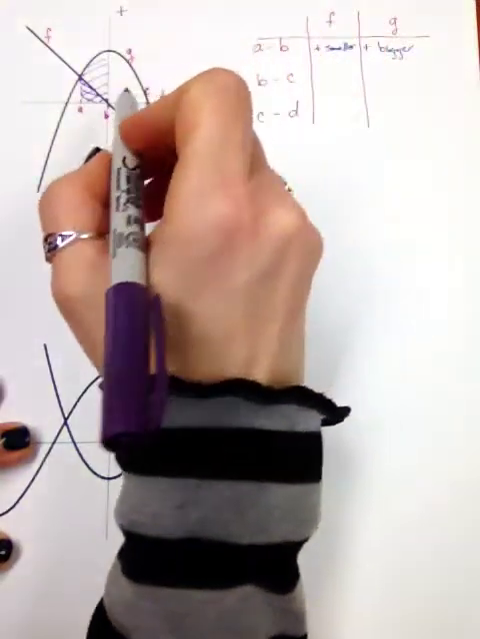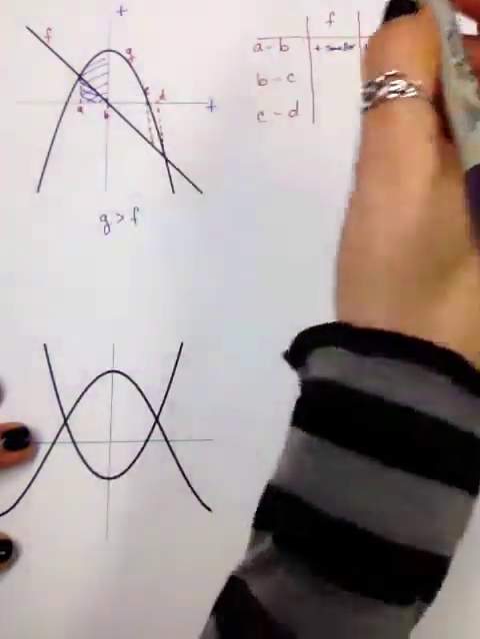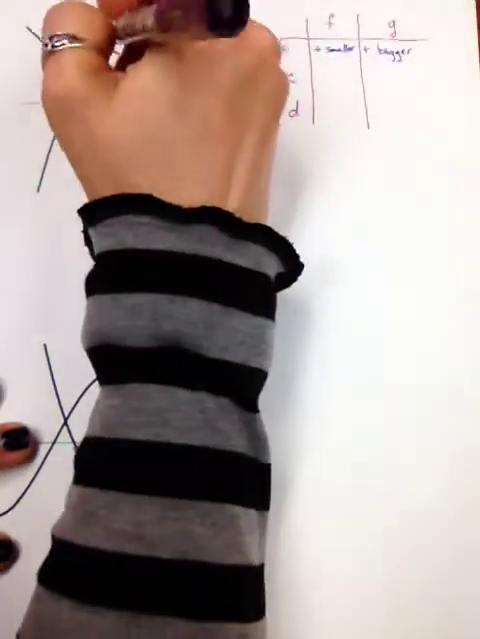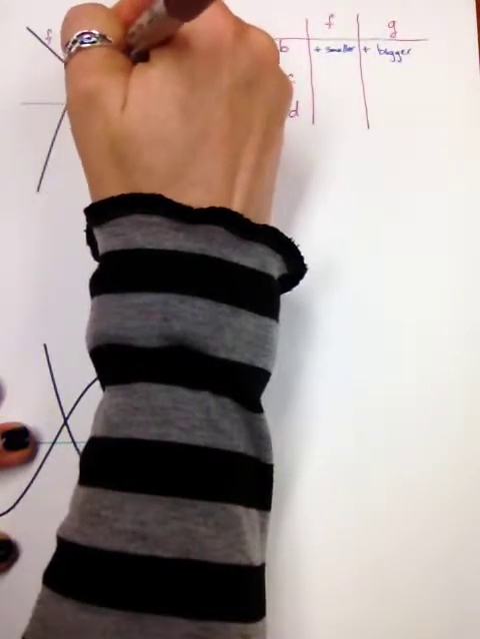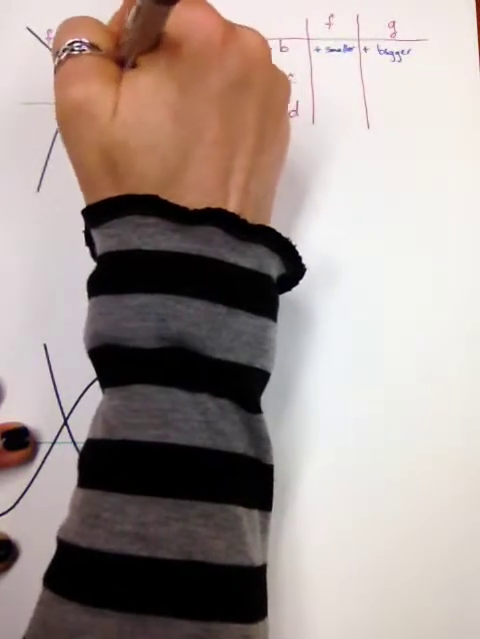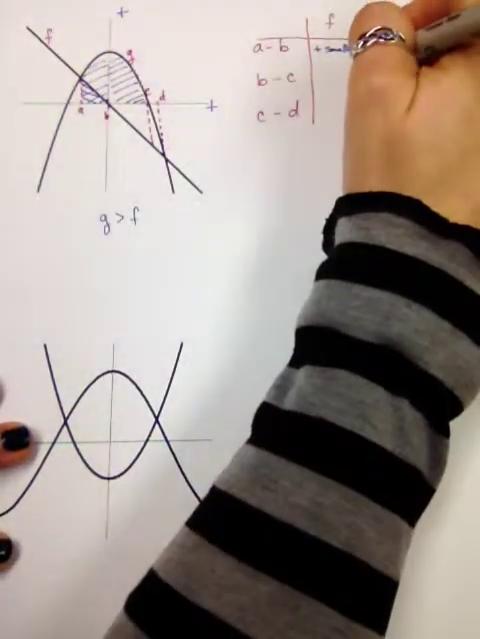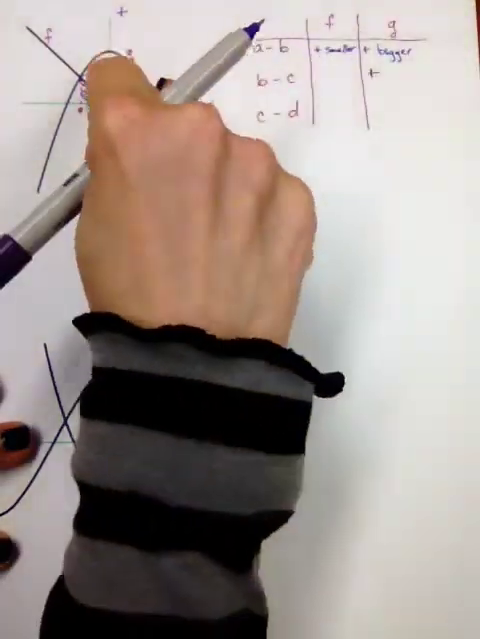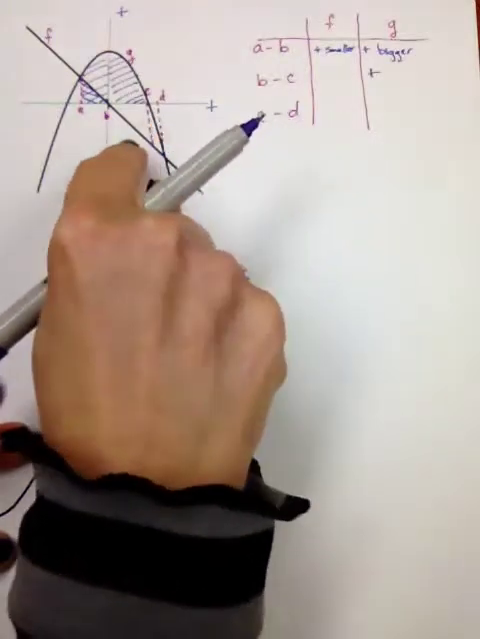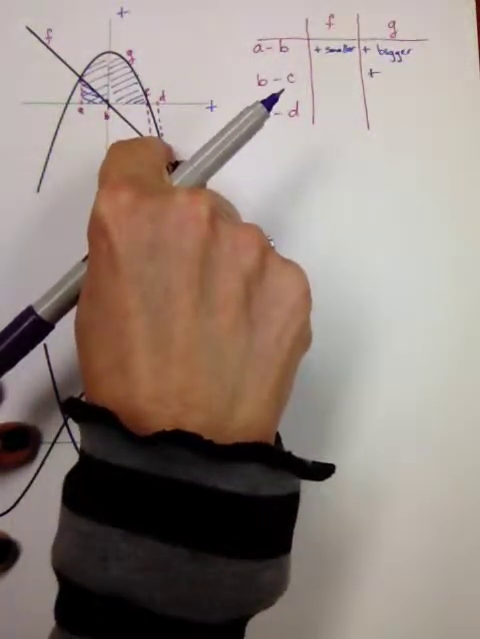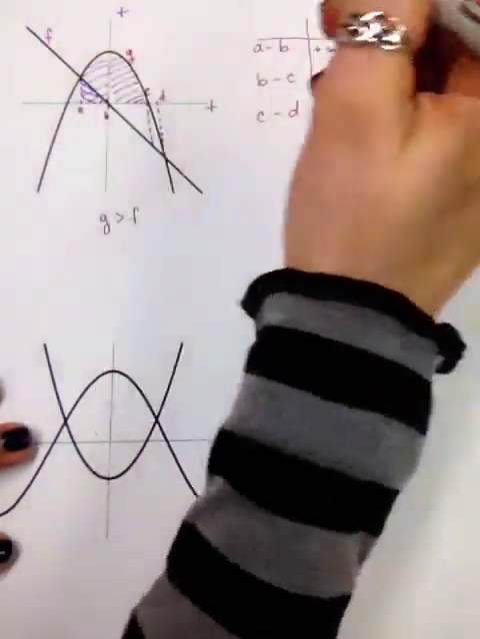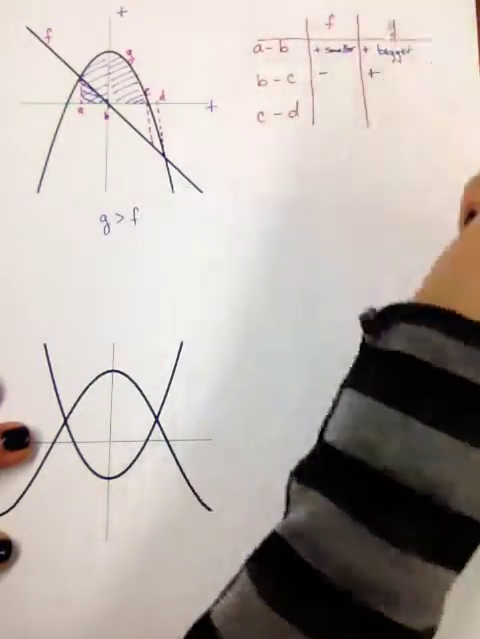For the next interval we're going from b to c. G is still positive, and if I look at the integral for g, it's the area down to the x-axis. So I'm going to say that it's positive area because it's above. Well, my integral for function f is actually negative because it's underneath, so I know that it's minus.